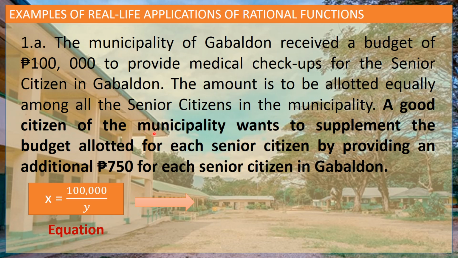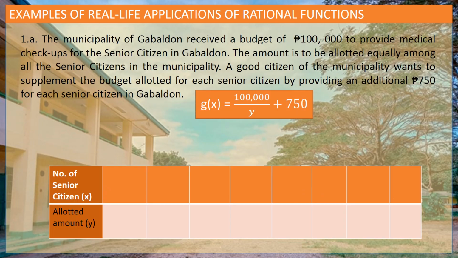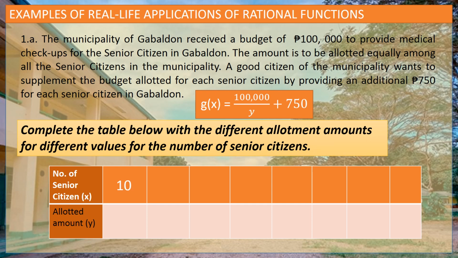So, the function will become g of x is equal to 100,000 pesos over y. Ayan. Plus, ito yung situation na dinagdag natin, 750. Hindi natin i-add dito sa 100,000 pesos yung 750. Kasi, yung 750 na to, ibibigay bawat isa. Meron na tayong specific amount na ibibigay sa bawat isa. Ito kasi 100,000 pesos, ito yung paghahati-hatian pa lamang ng mga senior citizen.